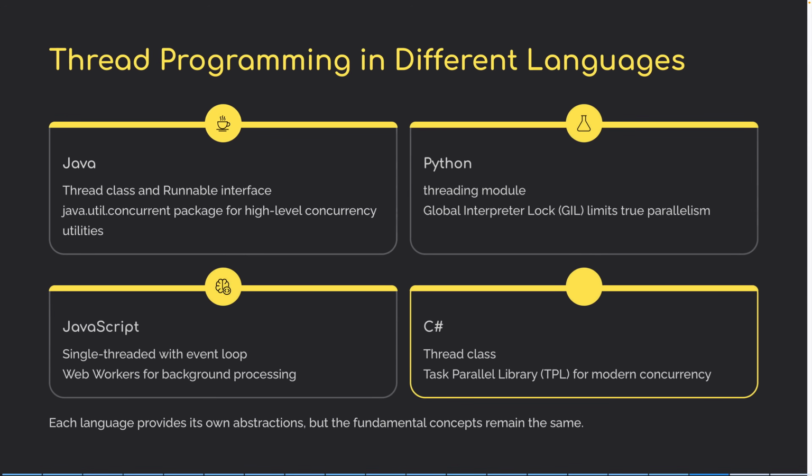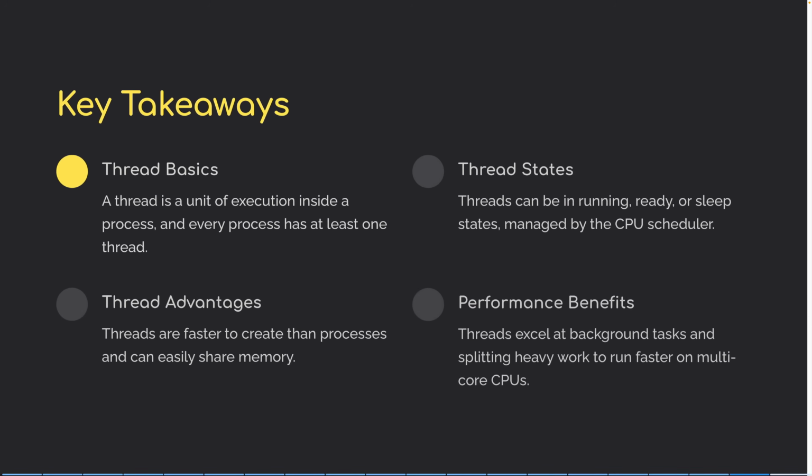Thread programming in different languages. In Java, you can use the Thread class and Runnable interface. In Python, we can use the threading module. In JavaScript, we use a single thread with an event loop, and web workers for background processing. In C#, we can use the Thread class and the Task Parallel Library for modern concurrency. Each language provides its own abstractions, but the fundamental concepts remain the same.